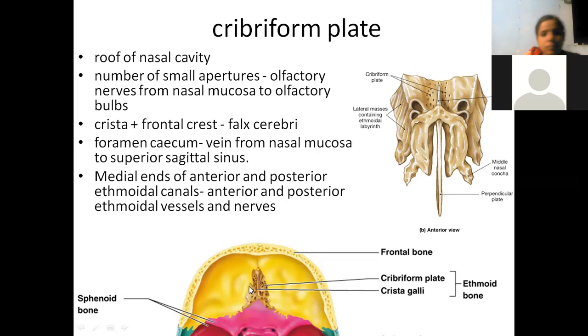Now, if you observe here, there will be one foramen in the anterior aspect which is not always present. If present, it is named foramen cecum. Anteriorly there will be one foramen in the midline. It might be patent, it might not be patent also. So that is foramen cecum. A vein from the nasal mucosa may pass through it, draining into the superior sagittal sinus.